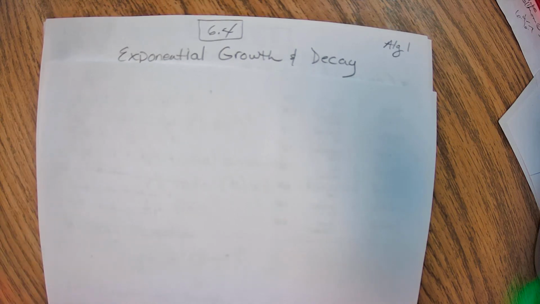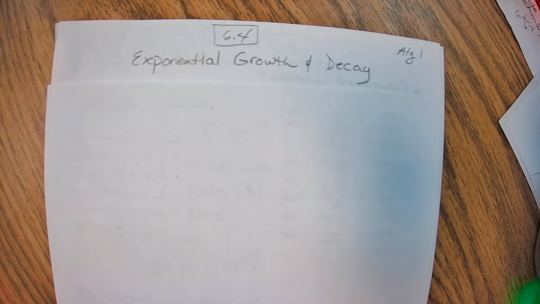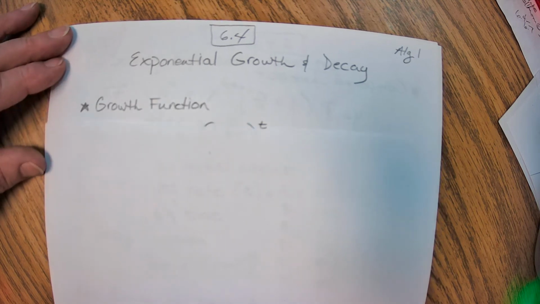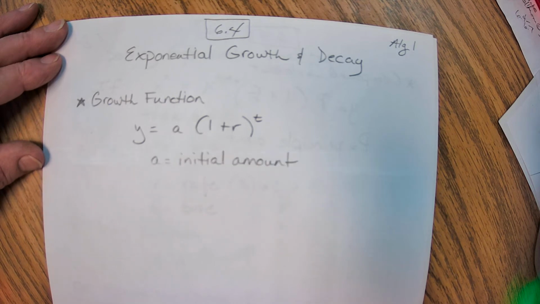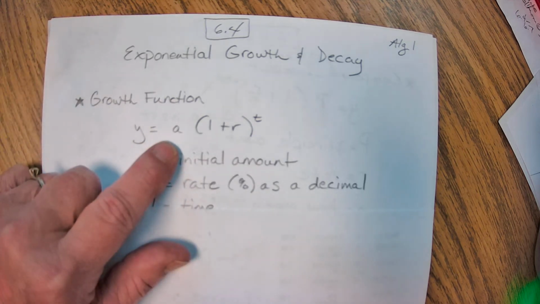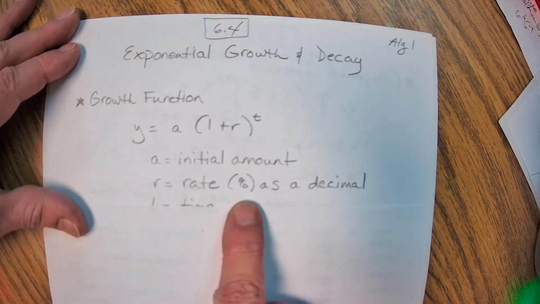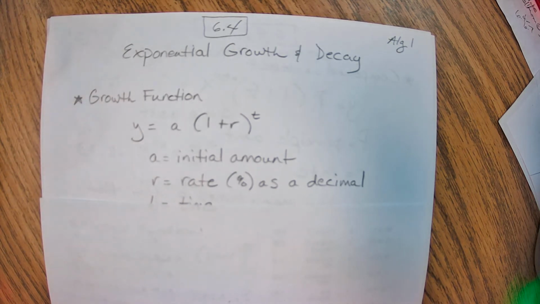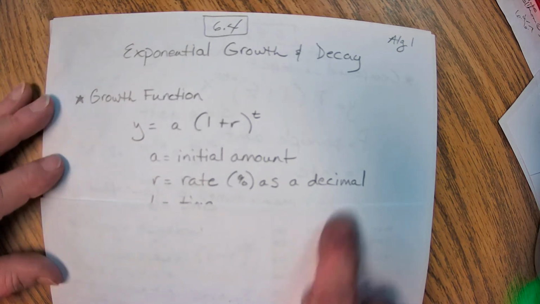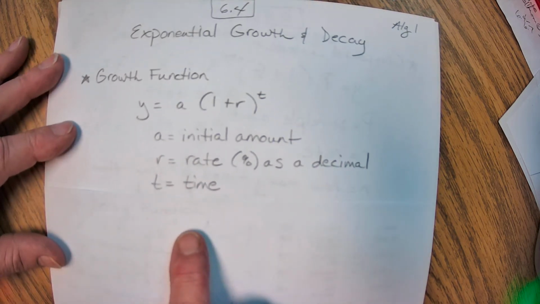Okay, this is Algebra 1, Section 6.4, and we're going to start talking about exponential growth and decay. So a growth function looks like this, where A is the amount you start with, R is the rate that it's growing in a percent, and remember that to do mathematical calculations, your percent needs to be written as a decimal, and T is the time.